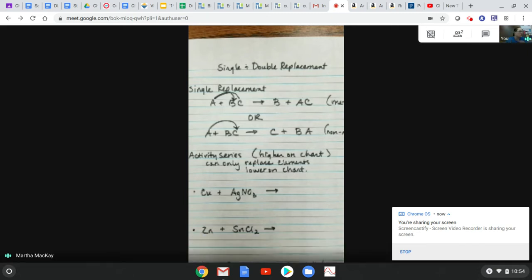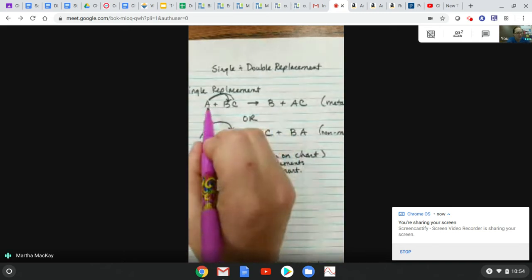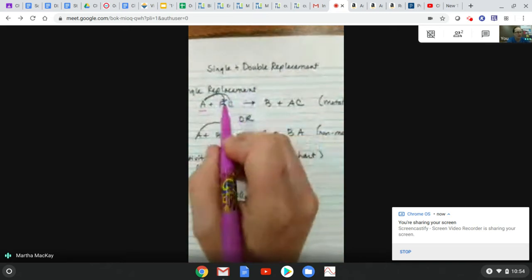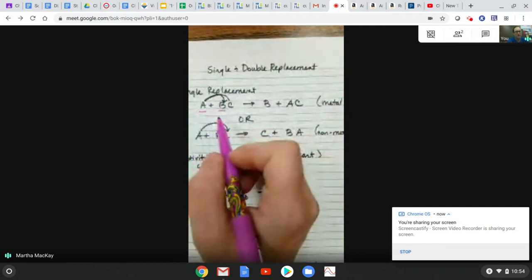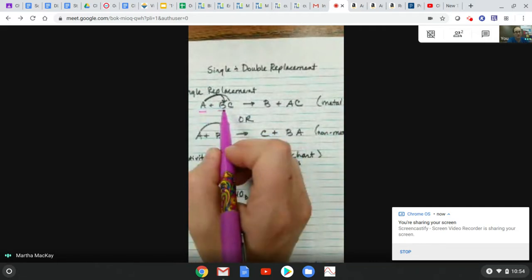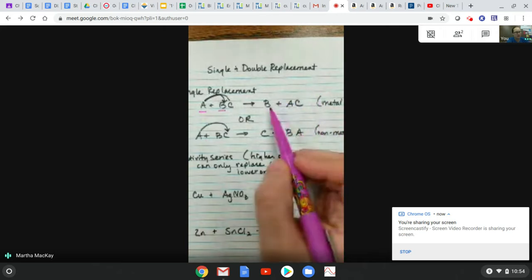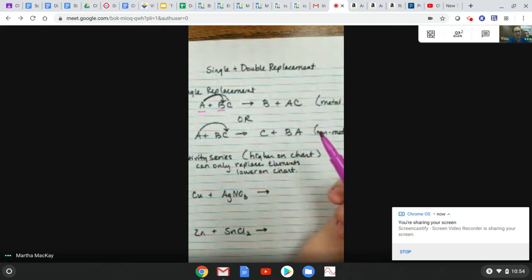All right, so here's the screencast for single and double replacement chemical reaction. So in a single replacement, it's essentially that one single element is going to try to take the place of another element in a compound. So you're going to always have a free element and a compound. That's how you can tell these. And it's going to form a free element and a compound.